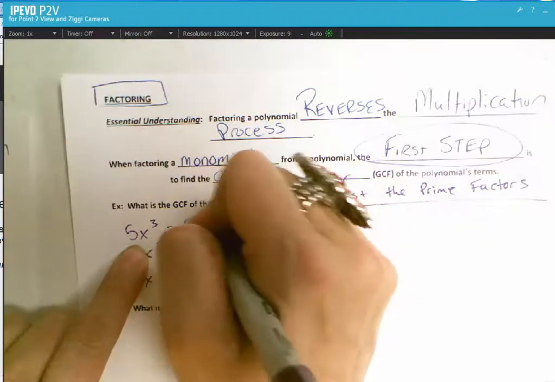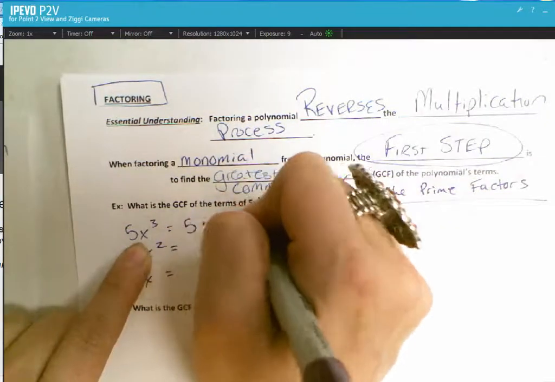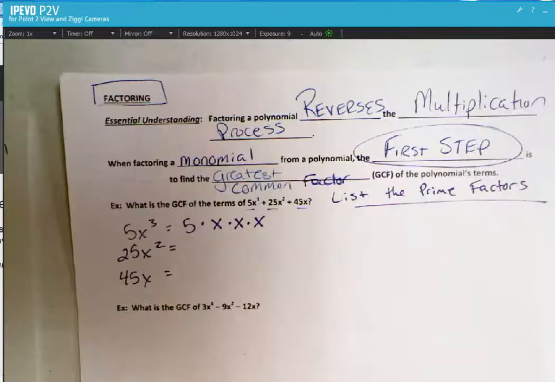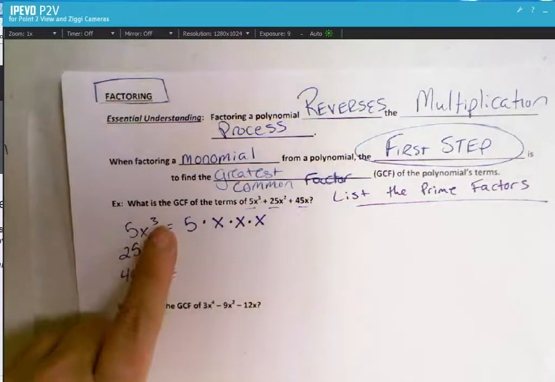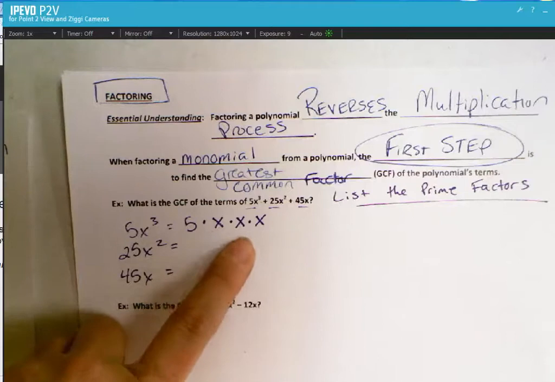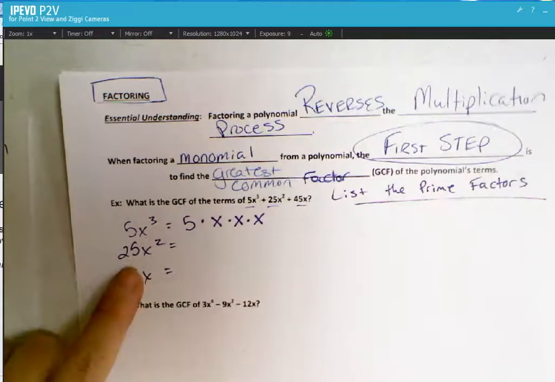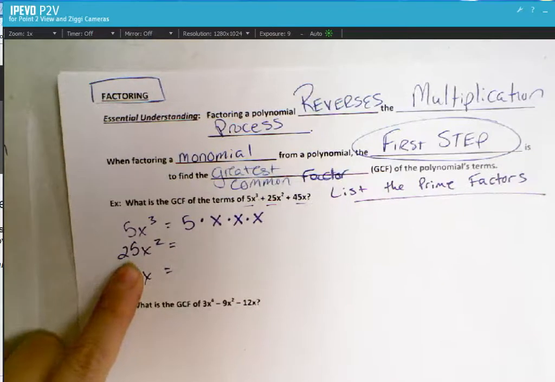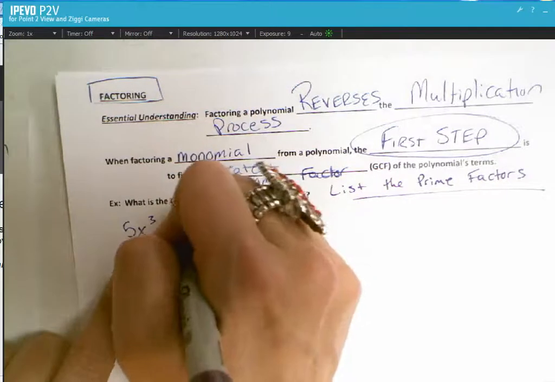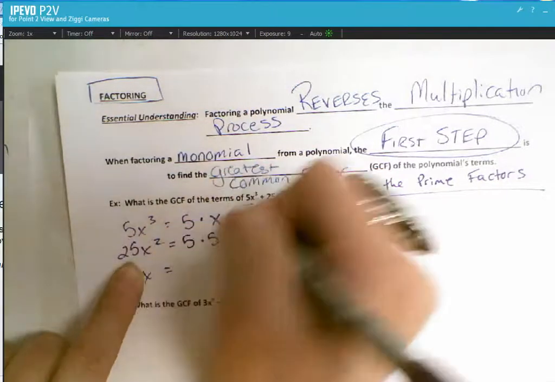And then I know it's times how many x's. Since I add my exponents to get to my variable, then I know I must have added x times x times x. The factors of 25, 2 doesn't work, 3 doesn't work, 5 goes in there. 5 times 5, which are themselves primes.